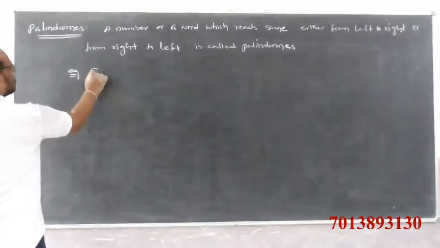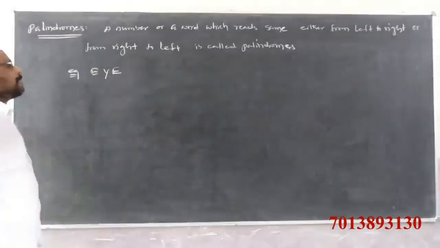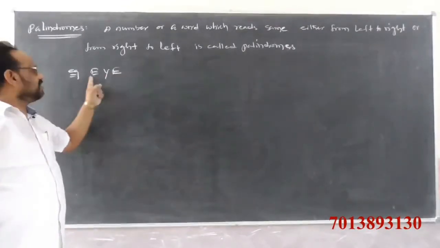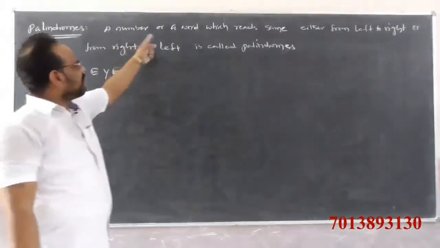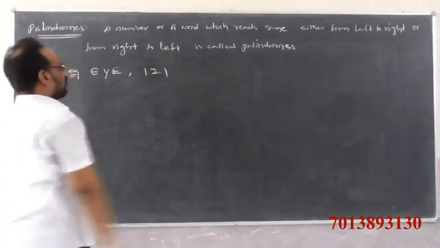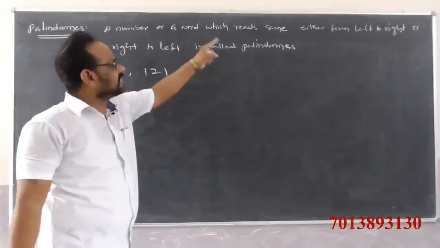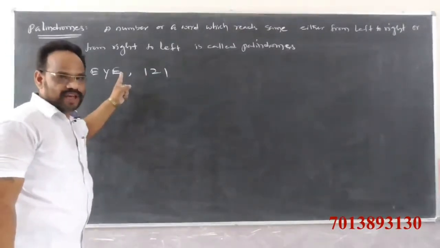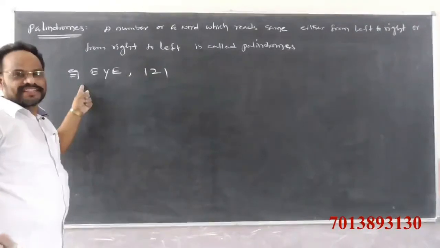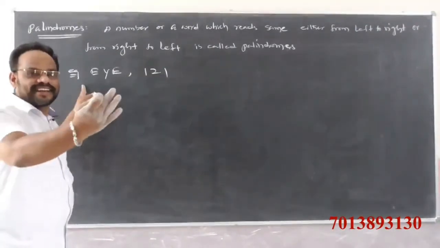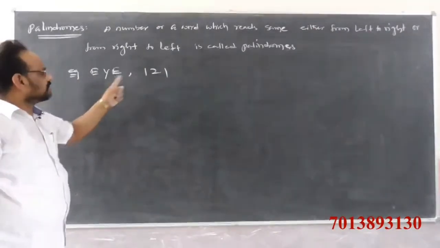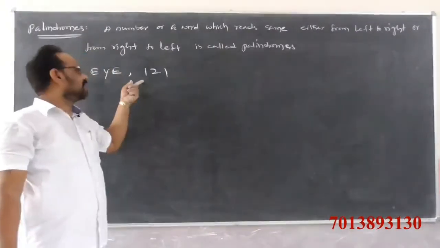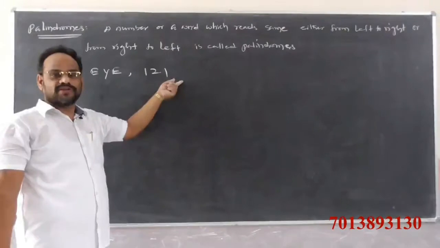Example, observe here: E-Y-E is a palindrome word. Left to right, E-Y-E. Right to left, E-Y-E. Let us take a second example, 121. From left to right, 121. From right to left also, 121. Same.